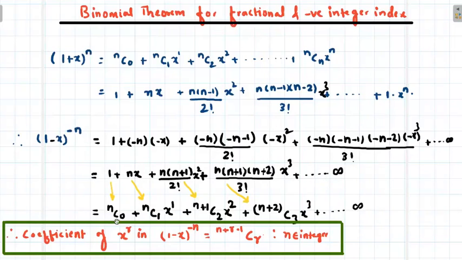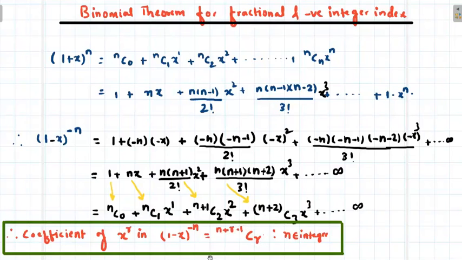Now, we can write 1 as nC0, we can write n as nC1, we can write this as (n+1)C2, we can write this as (n+2)C3. Seeing this, what we understand here: if we have to see the coefficient of x square, you have 2 here, here it is n plus 1, 2 is as it is. If we have to see the coefficient of x cube, we have n plus 2 and 3 is as it is. Therefore, the coefficient of x to the power r in (1 - x)^(-n) can be written as (n + r - 1)Cr, where n is an integer.